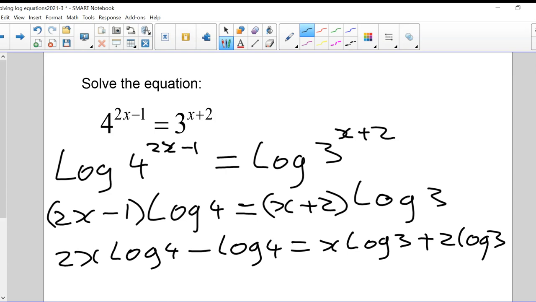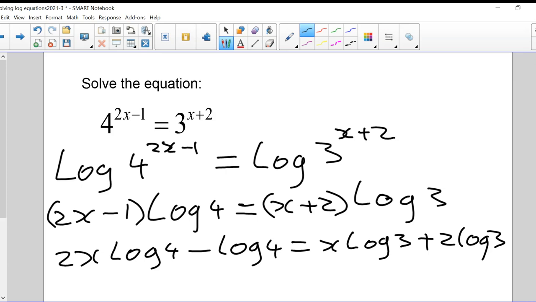Does that make sense to everybody? All I did is I took that log 4 and I expanded it, or let me use a different word, I distributed it into the bracket. Does that look about right to everybody in the room? That log 4 multiplied by the 2x and that log 4 multiplied by the minus 1. Does everybody see where I'm going with that? And then the log 3 times the x and the log 3 times the 2.